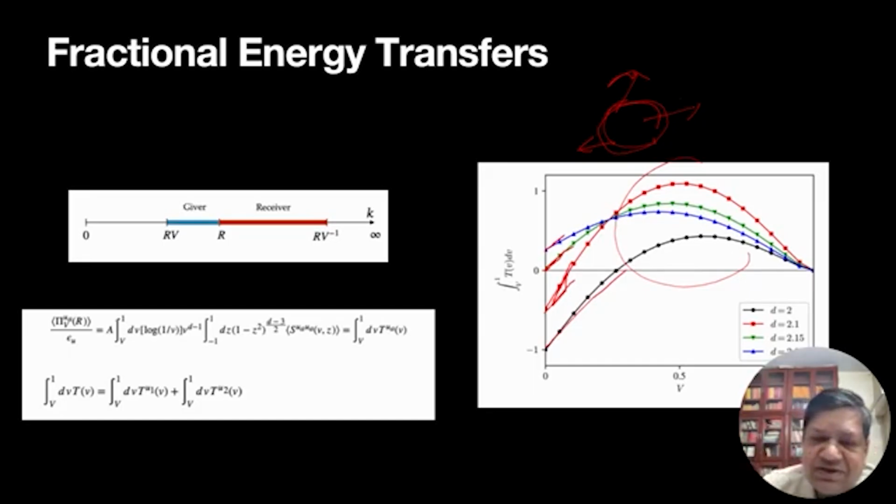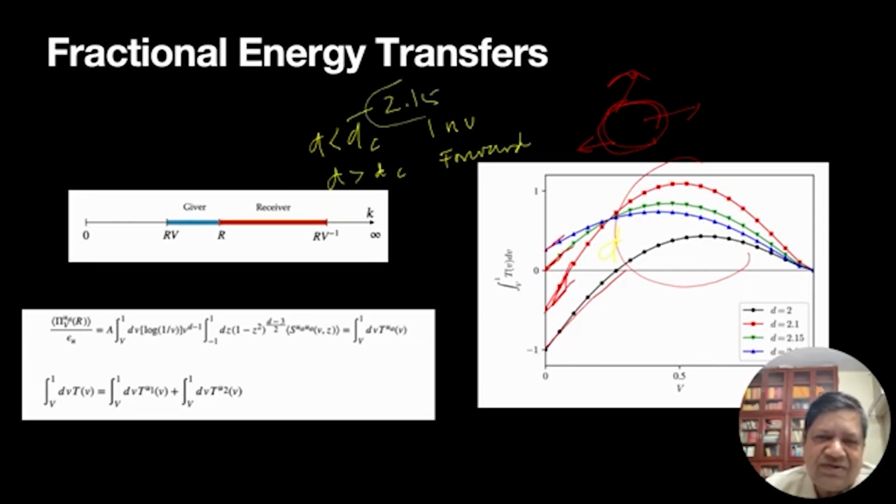So the critical dimension, or the dimension where the direction changes: D less than D_c, inverse cascade; D greater than D_c, forward cascade. And D_c is 2.15. So at 2.15, the direction of cascade changes. Again, it's a very interesting proposition. Simulation-wise, I don't know how to check, but it will be a good thing to try out.